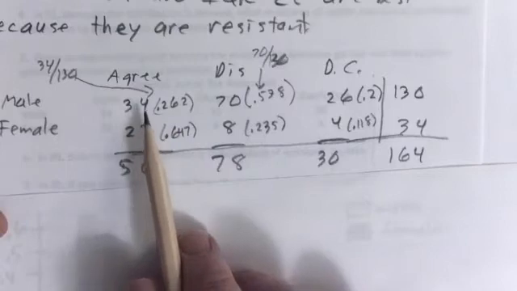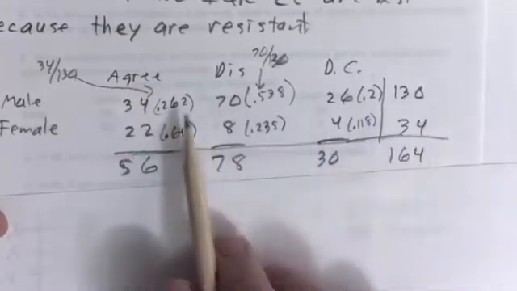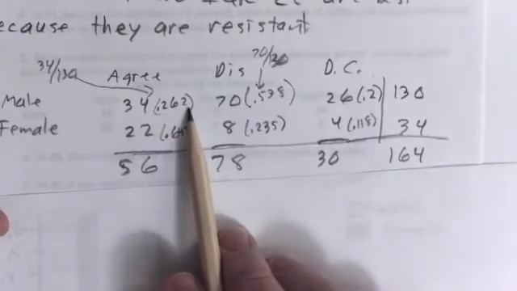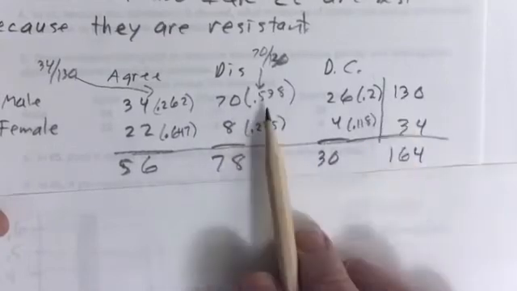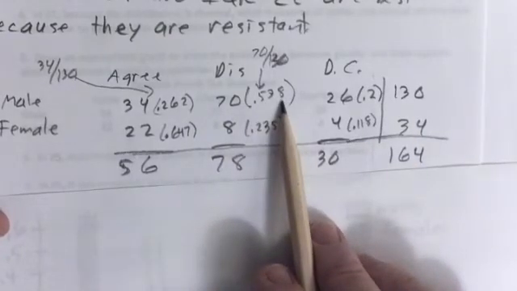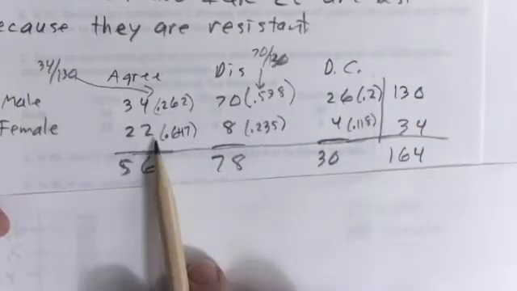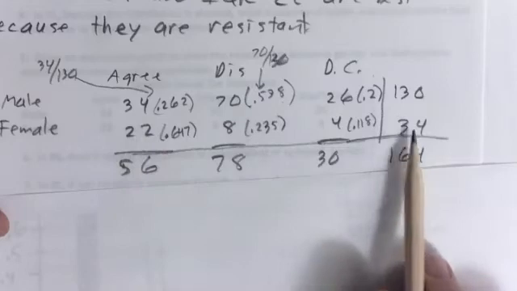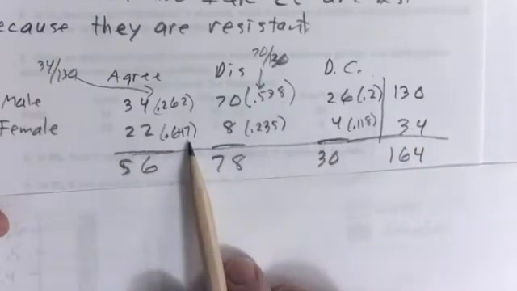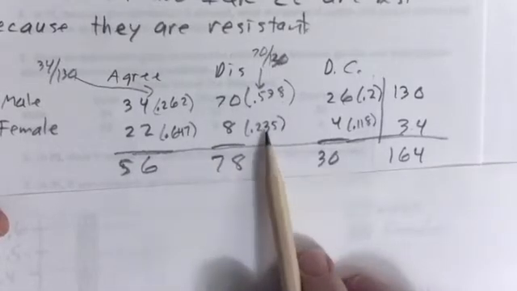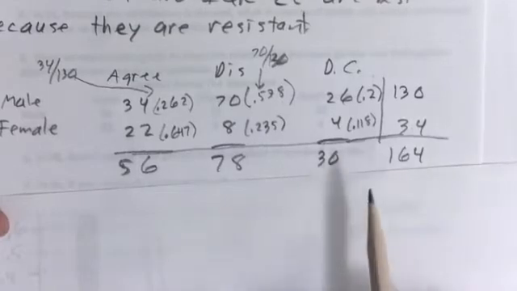All right, so what I did is I found the percent of males that agree. I said 34 divided by 130, so 0.262. So about 26% of the males agree. Then I divided 70 divided by 130, that's 0.538. So about 54% of the males disagree, and so forth. And I found the percent that didn't care. And then I found the percent of females: 22 divided by 34, so 0.647, or about 65% of the females agreed. And then 8 divided by that gives me that, and 4 divided by 34 gives me that. So I found the percent.